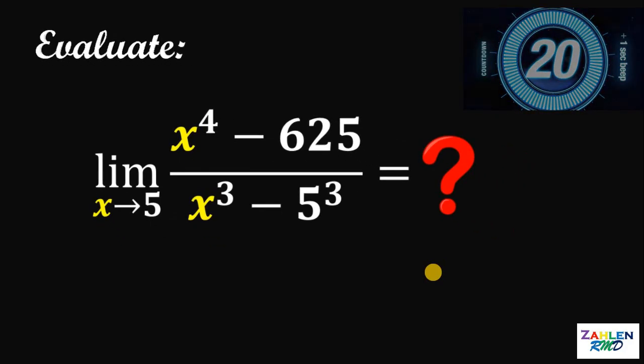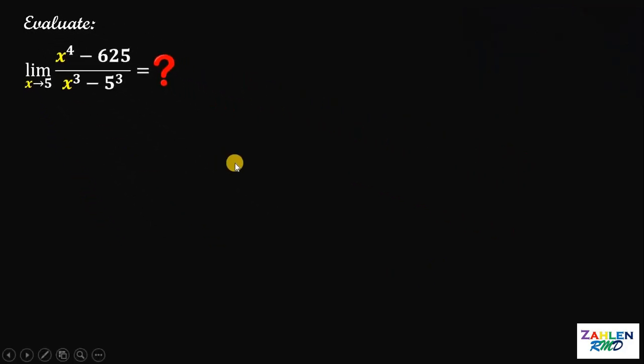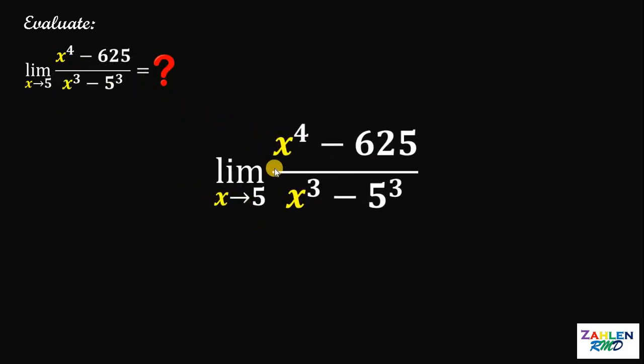Time's up. Now let's answer this question together. Our goal in this question is to evaluate the limit of x raised to the fourth power minus 625 all over x cubed minus 5 cubed as x approaches 5. Now the question is, how are we going to answer this question? In this video, I will show you a trick that your teacher probably doesn't tell you.